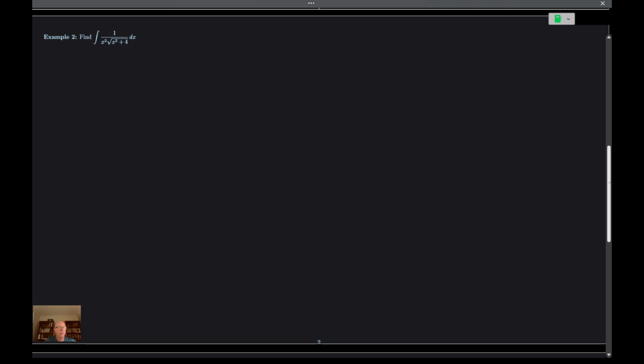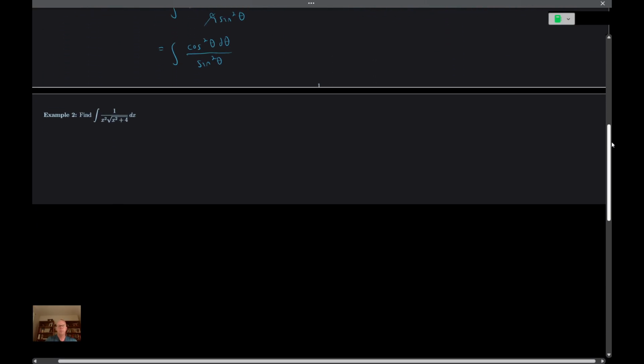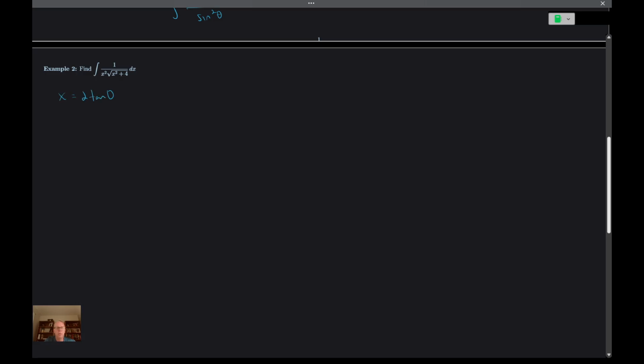So we have square root of x squared plus 4. So x squared plus a squared. So let's look up here. So that will be this one. Obviously, it's reversed, but that doesn't matter when you're adding. So we're going to use x equals a times tangent theta. So we're going to let x equal a tangent theta. a squared is 4, so a is going to be 2. And then dx is going to be 2 secant squared theta d theta.